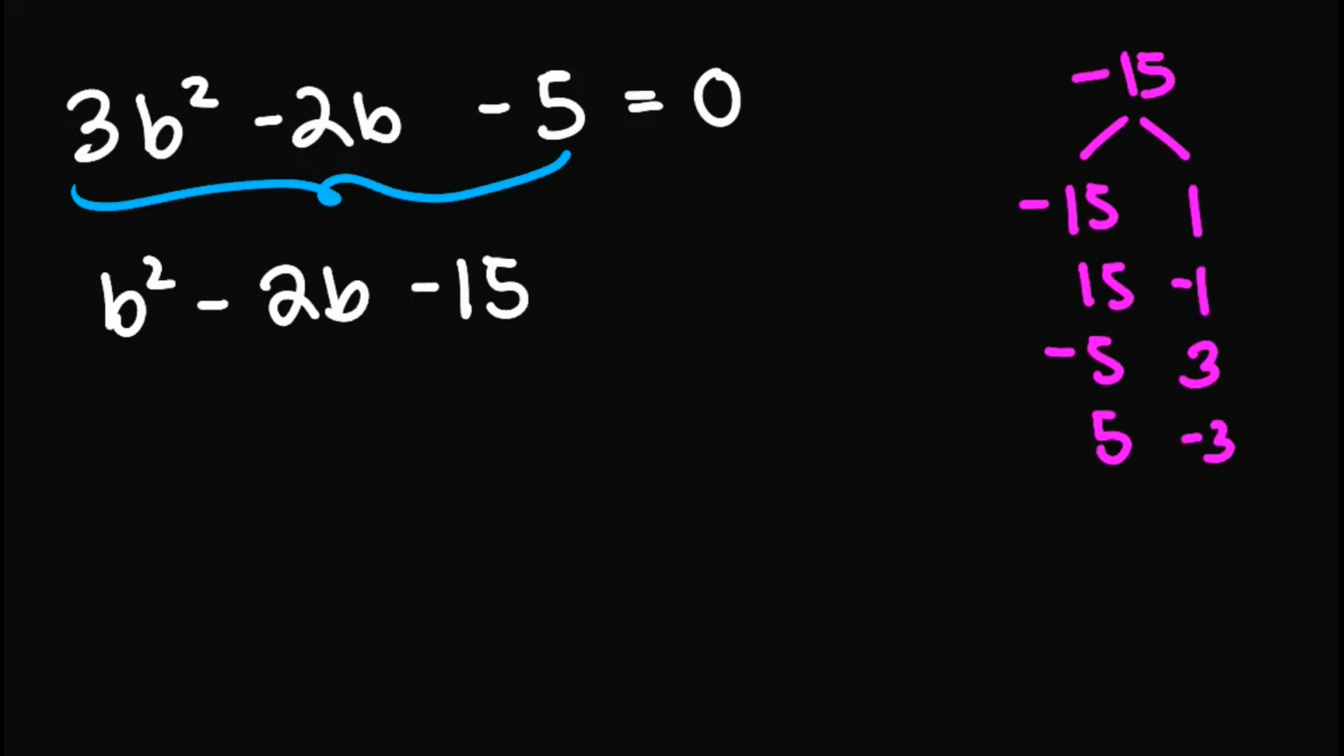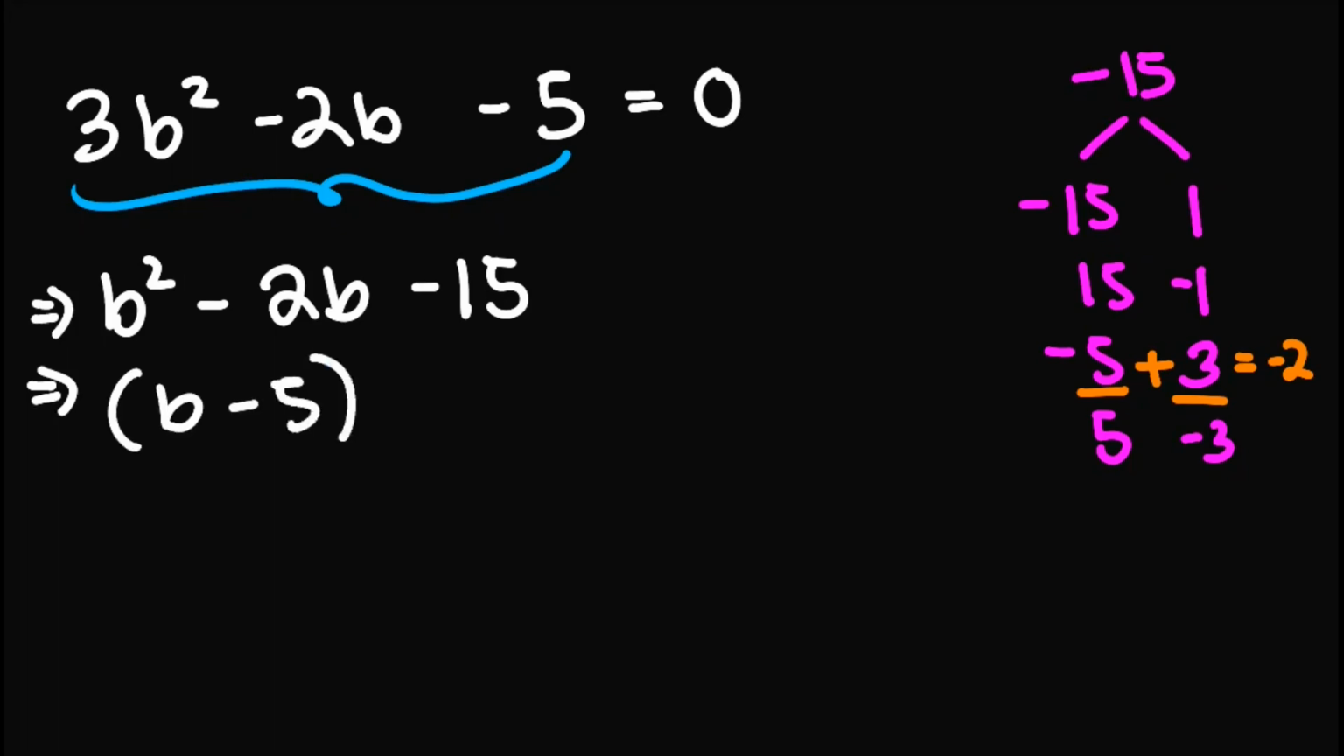Since we have negative 2 out here, the only combination that when we add those numbers will give negative 2 is negative 5 and 3. Since when we add this is equal to negative 2. So this one factors into b minus 5 times b plus 3. Now is this done? Not yet, since we haven't applied the divide method.